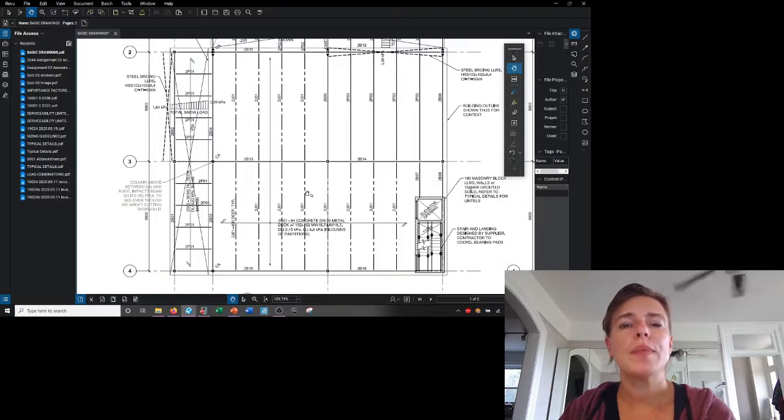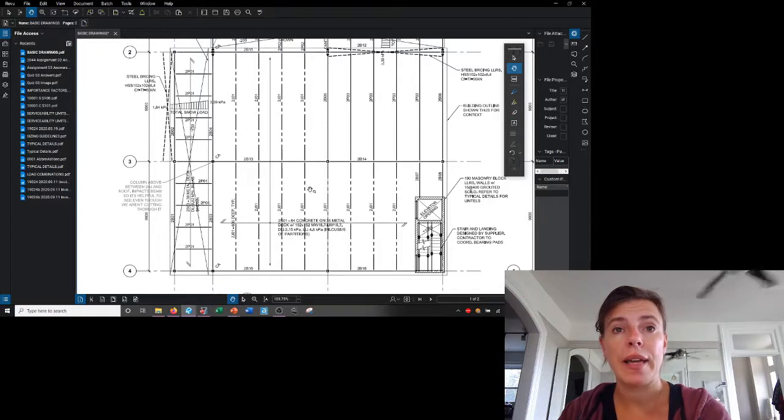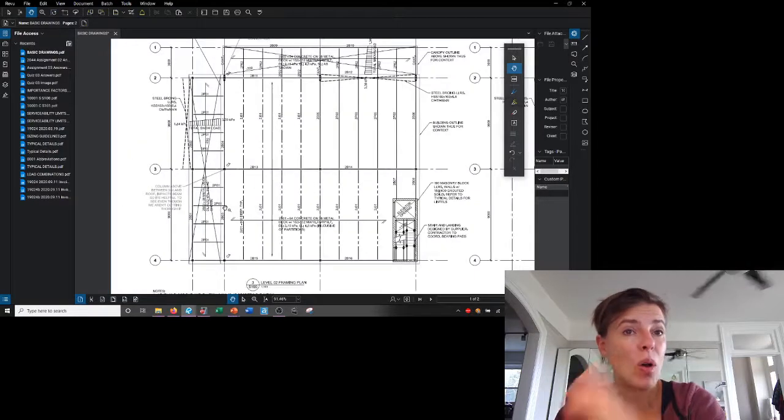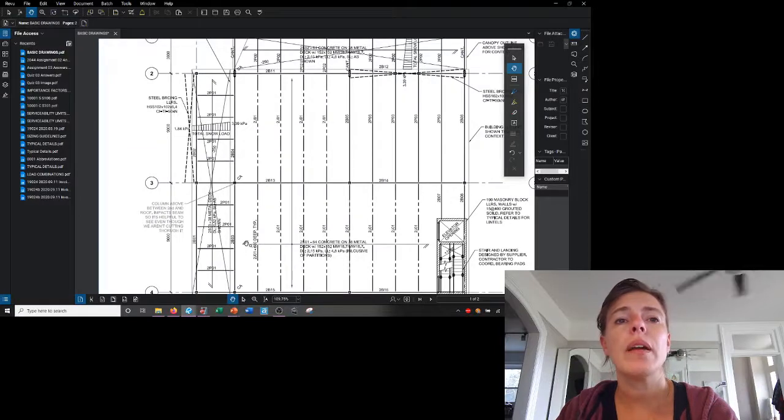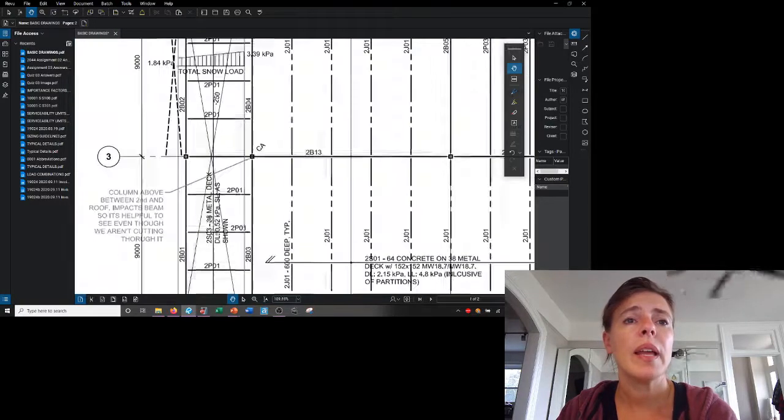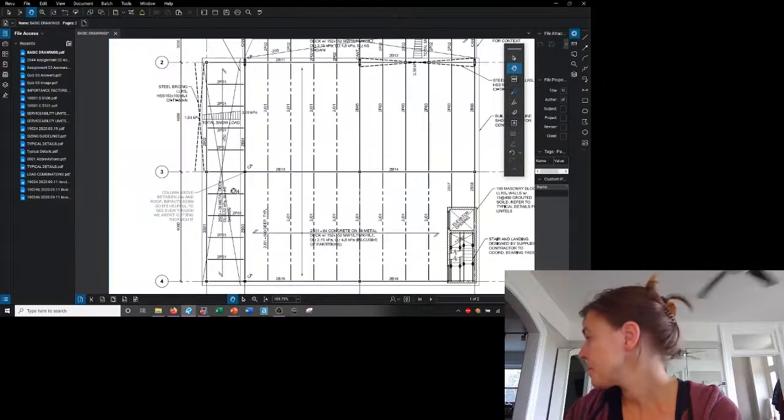We've got open web steel joists. This dashed line pattern means an open web steel joist. And then over here we've got purlins. Over here we've got a framing system that's turned. So here our deck spans from here to here, and same with up here. But over here, our deck starts at this line and spans to this line. Here it tells us that we're 38 metal deck with dead load and snow load on it.